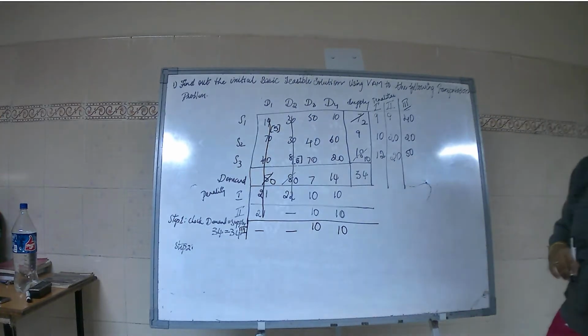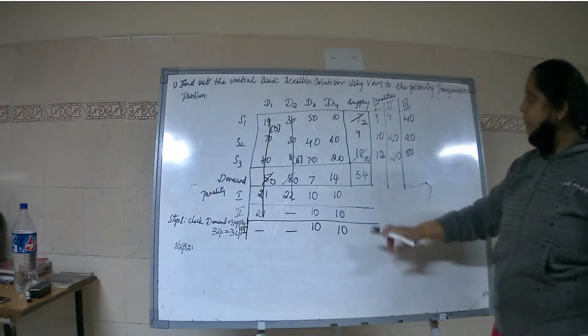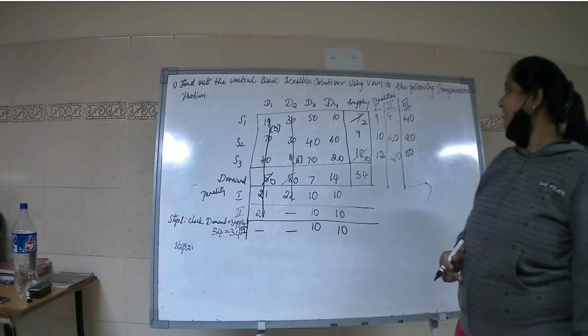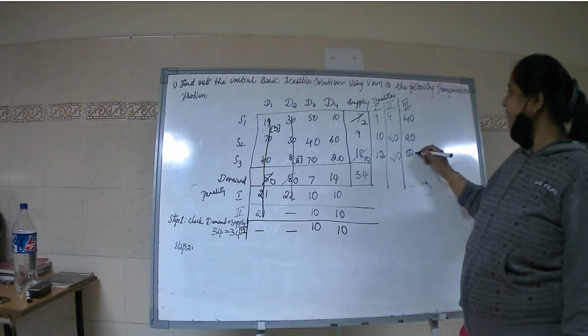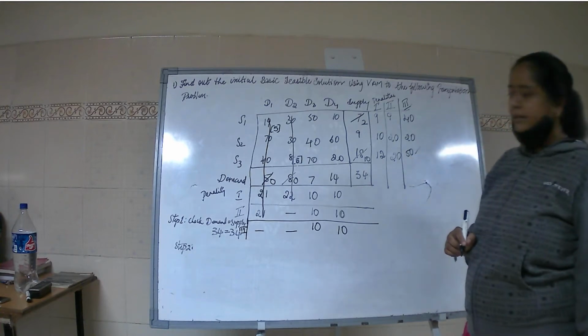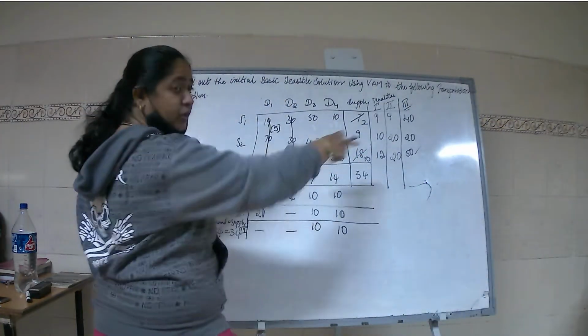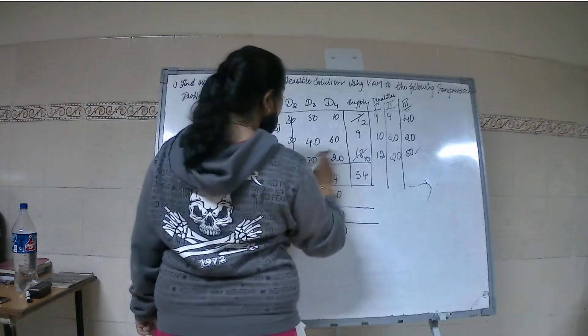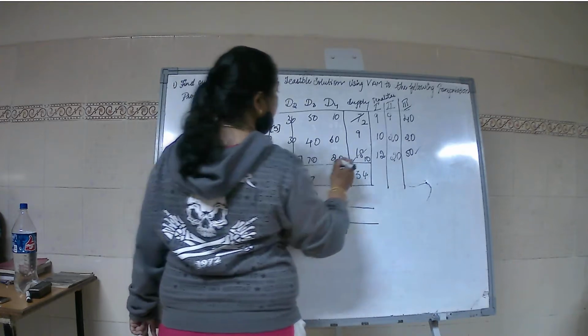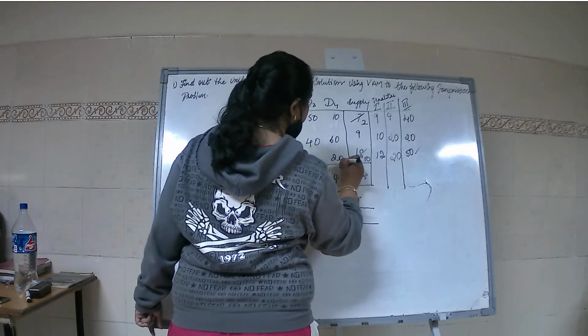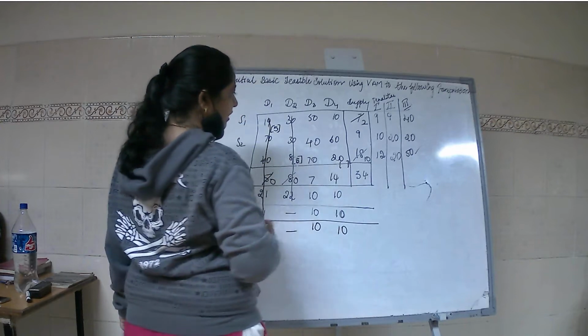Yes, students? Okay. Now in these penalties, which one is the highest? If I see, 50 is the highest value. Now in this row, you have to check row wise because it has come to the row. So in this row, which is the minimum? 20 is minimum. I put the allocation here.